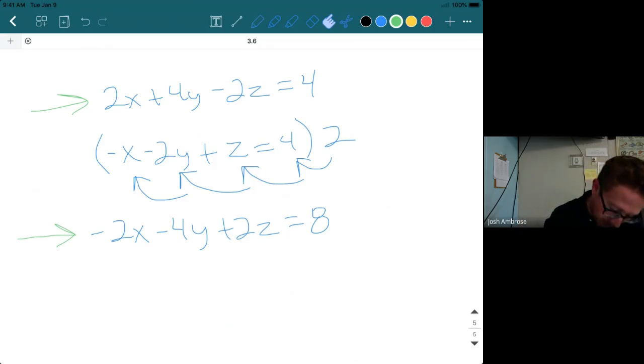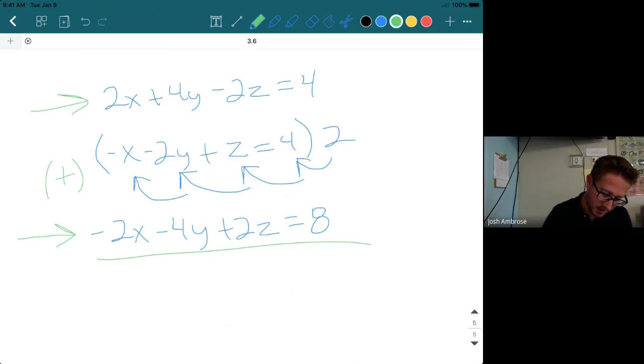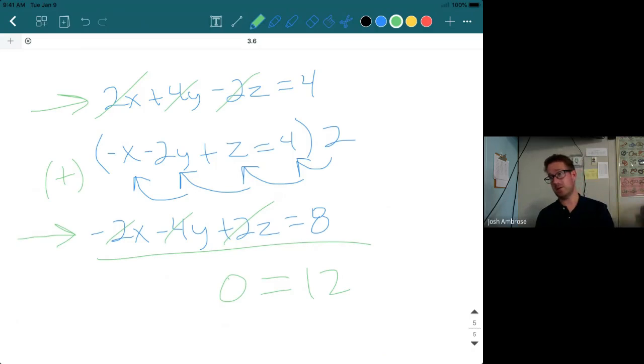Okay, and if I were to use addition, you're going to see this crosses out, this crosses out, this crosses out, and I'm left now with 0 equals 12. 4 plus 8. Does 0 equal 12? No, it does not. Therefore, we are now looking at a no solution because 0 does not equal 12.